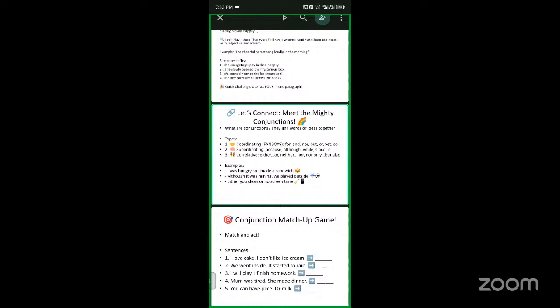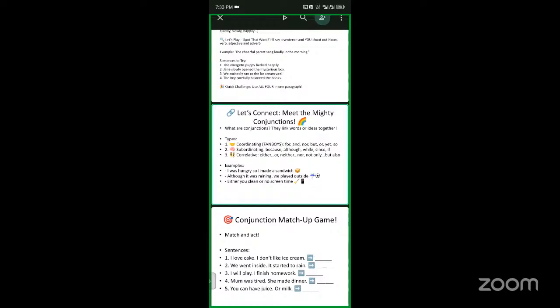So whenever you see FANBOYS being used in a sentence to connect two main ideas, it's a coordinating conjunction. So if I say I was hungry, so I made a sandwich, what is the conjunction there from FANBOYS? So. Correct. We can say I was hungry, I made a sandwich. It's not wrong, but it's not sounding really put together. But when we include the so in the middle, it makes a whole lot of sense.